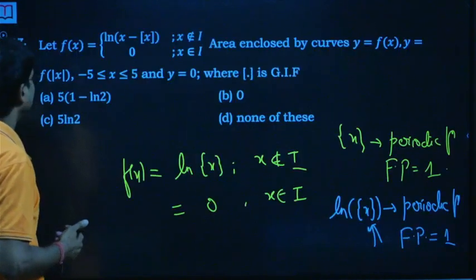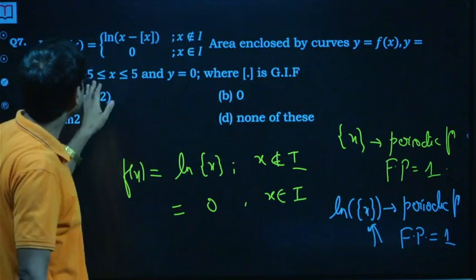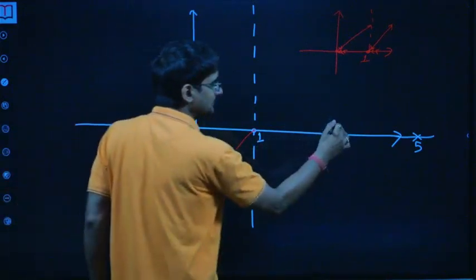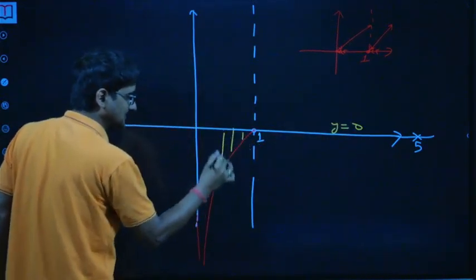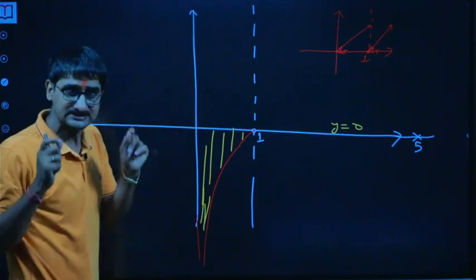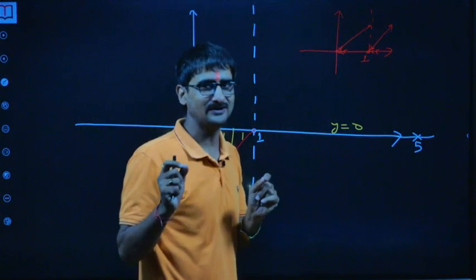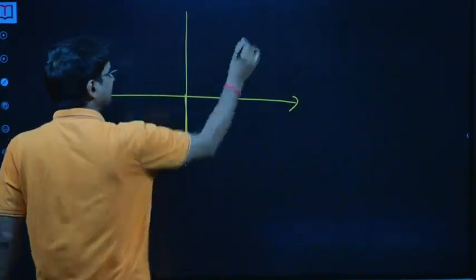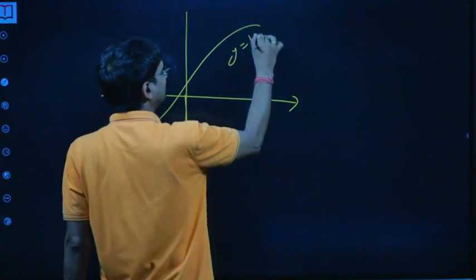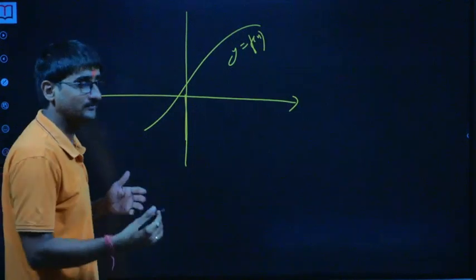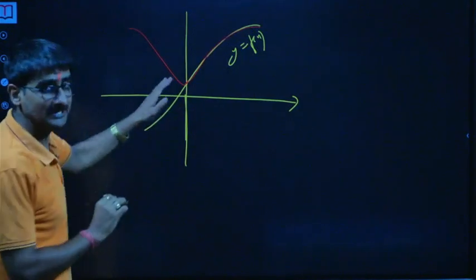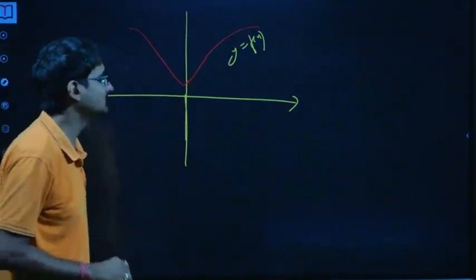So can we get its area? By the curves, x between and y equal to 0, and y equal to 0 means this is our x-axis, so that's the region. Now, y is equal to f(mod x). So how do you get the curve of f(mod x) from f(x)? If we have the curve of, let's say, something like this for y is equal to f(x), to get the curve of mod x, what do we do? We retain the right side portion of the curve, take its mirror image, and remove the left hand side portion. That's it.